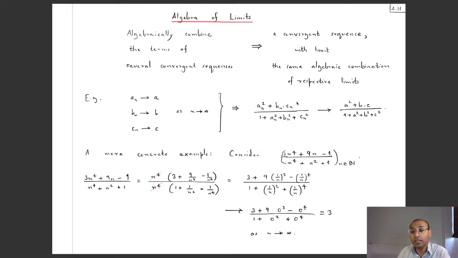Then it turns out that the new sequence whose nth term is given by this in fact converges. a_n square will converge to a square, and b_n c_n will converge to b times c. So if I just had the numerator, that would converge to a square plus b times c, and the denominator converges to 1 plus a square plus b square plus c square. So this whole thing converges to (a square plus b times c) divided by (1 plus a square plus b square plus c square).